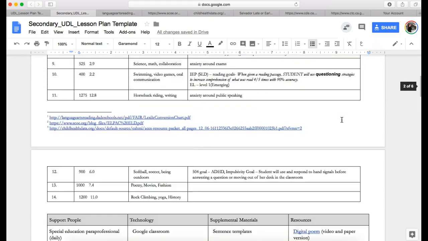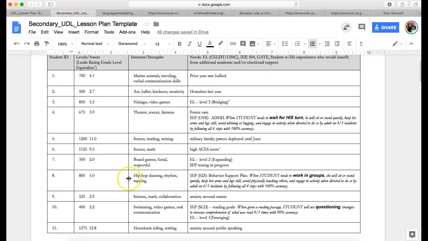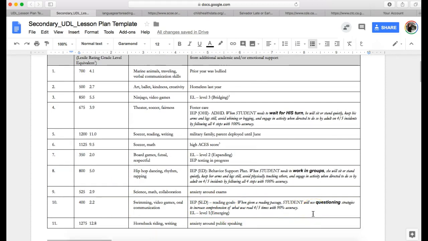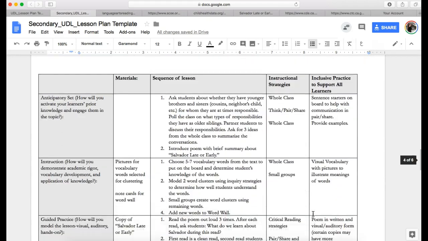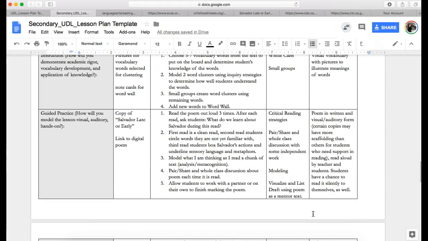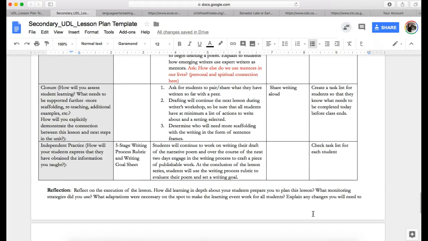So if we go back up to our class analysis, you can see number 10, she or he has an IEP for specific learning disabilities, and using questioning strategies is one of the IEP goals. So thinking about ways that you can continually assess your special education students formally and informally as well is really important. Right.